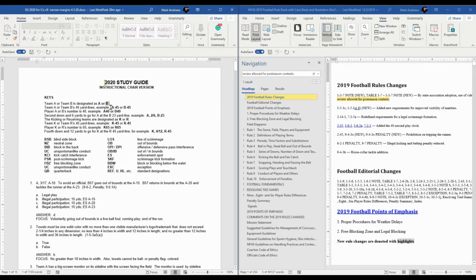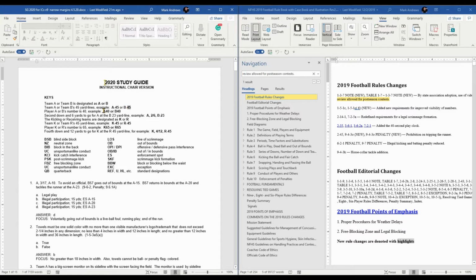When you see A-45, that refers to the ball is on A's 45. In other words, they're 5 yards short of the midfield stripe. They're 55 yards away from the goal line. And then, of course, B45 is the same thing.